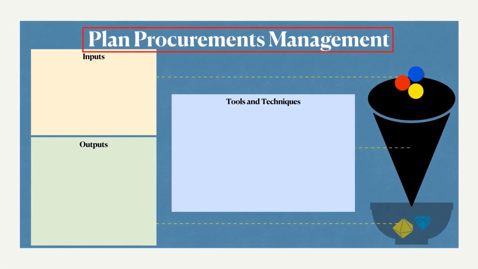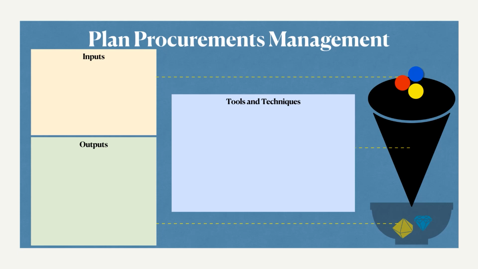Plan procurement management. In this process, we generate the plan of how the organization approaches the vendors. This is basically done at the very beginning of the project. Without these procurements, the project cannot move forward very smoothly. So this is done at the very beginning of the project.